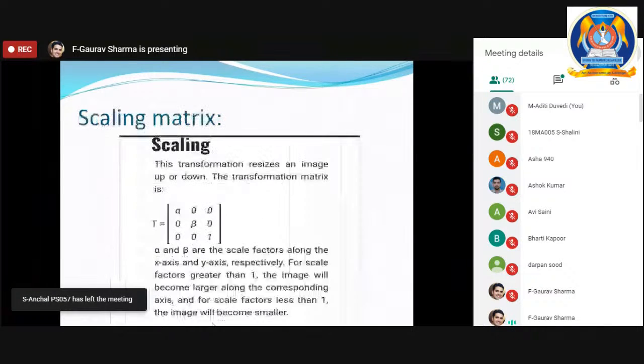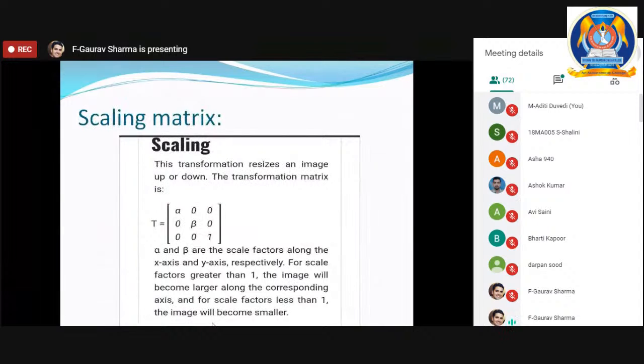So this is the flip matrix, and again a scaling matrix. If alpha and beta are the scale factors along the x-axis and y-axis, you multiply the image by this matrix. Scaling means you want to enlarge or you want to make it small. So these are the matrices that we use in image editing, right? So this is how we edit the image when you do this on your mobiles. This is the basic concept that the software uses to edit the image.